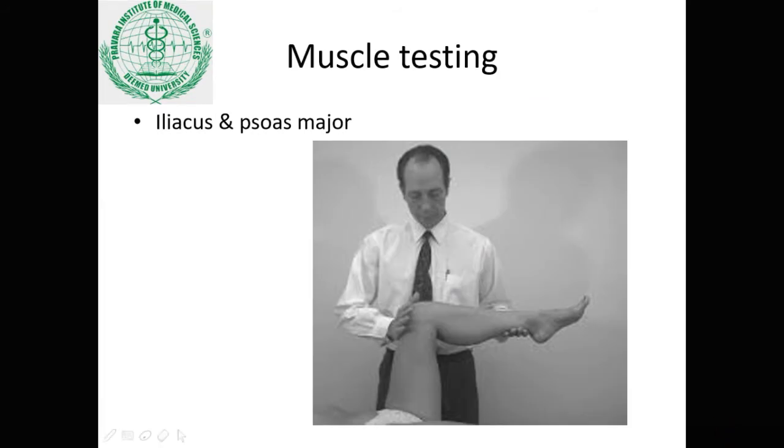Now moving on to the muscle testing. The iliacus and the psoas major, known as the iliopsoas. This muscle is tested by flexing the thigh at the hip joint against resistance in supine position, and here you can see the knee is flexed. Patient in supine position, knee is flexed, and you are asking the patient to flex the thigh at the hip joint, and you are giving the resistance.